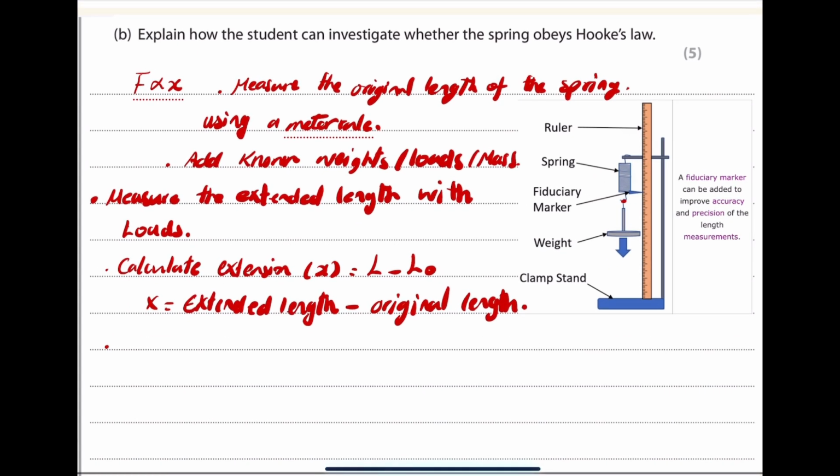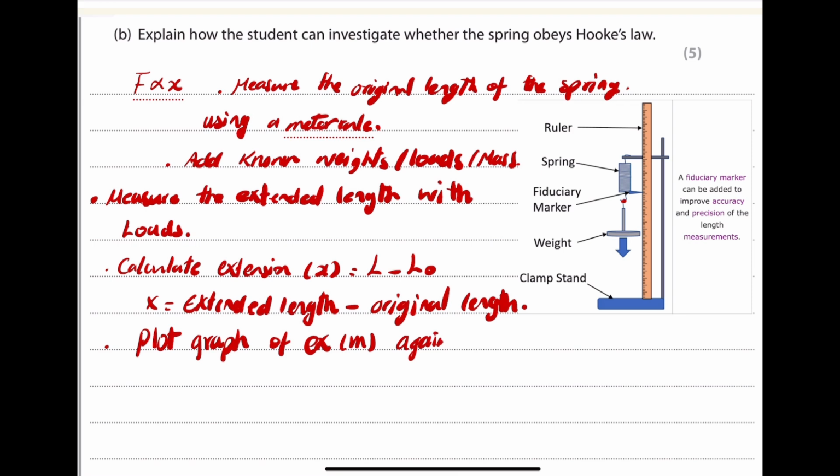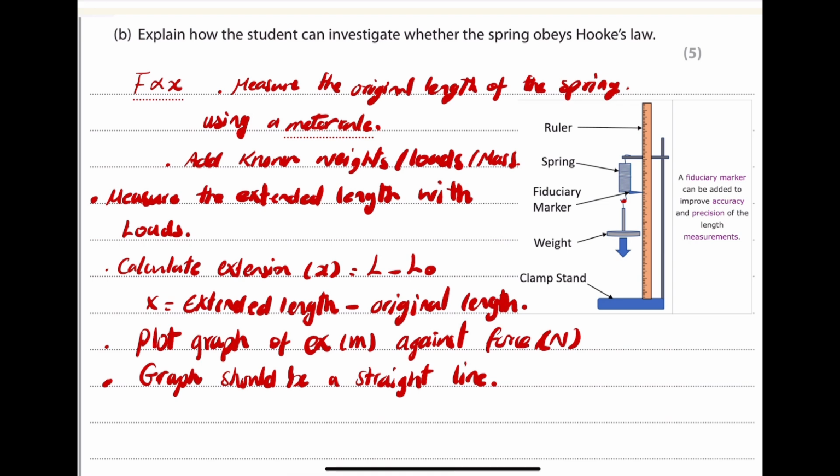So which graph is preferable to plot? A graph of the extension, and remember the extension is in meters, against the force, which is measured in newtons. Plot the data on the graph. What you should get is a straight line. And what else? You will get the gradient.